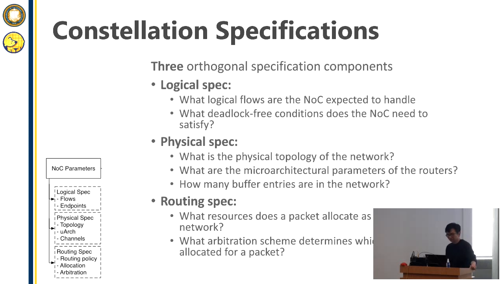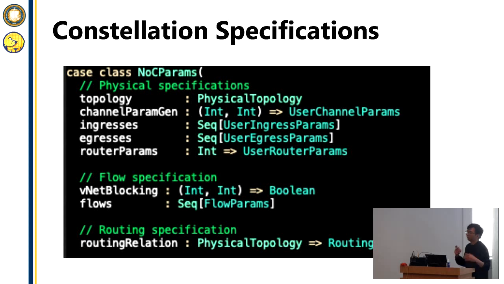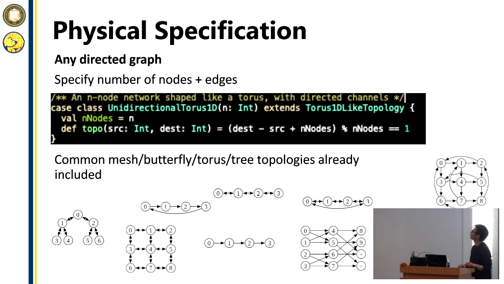So practically, this is what the NoC params Chisel class looks like. I tried to make it match the thing I just described, where these parameters describe the physical specifications, so topology and router microarchitectural parameters. These parameters describe the set of flows that your network is expected to handle. And then this routing relation, which I'll show later, is a function you'd write that ends up describing how your flows traverse your network.